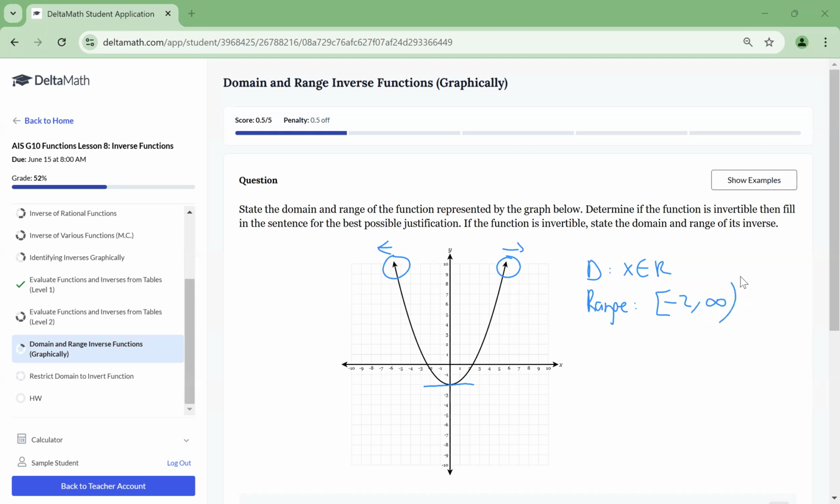Now, does this pass the horizontal line test or not? Of course, this does not pass the horizontal line test because it cuts twice. This means it is not one-to-one. So it is not invertible.